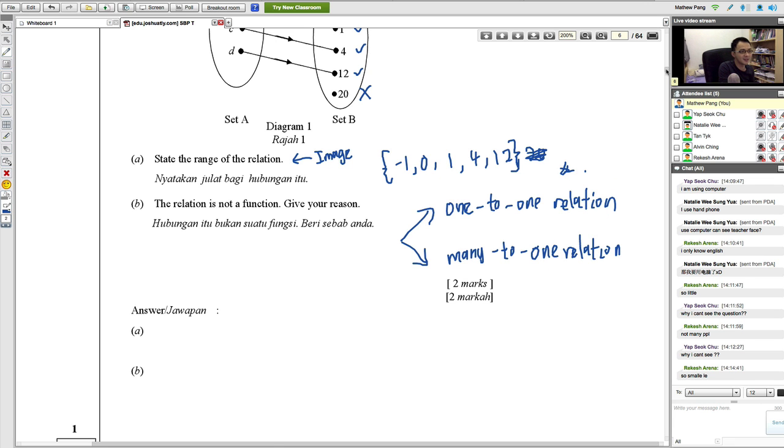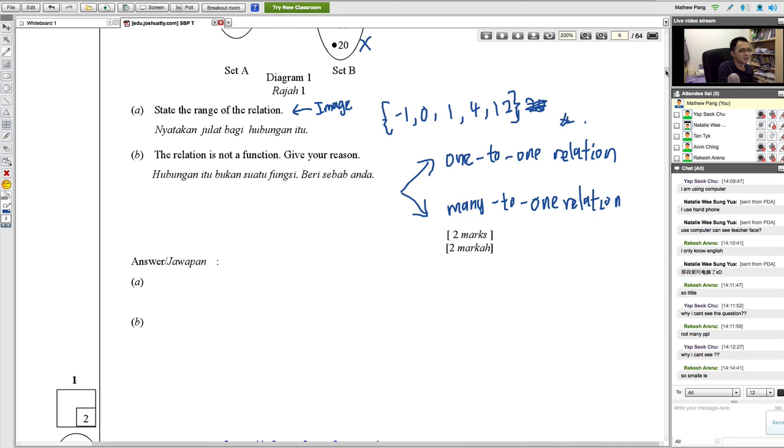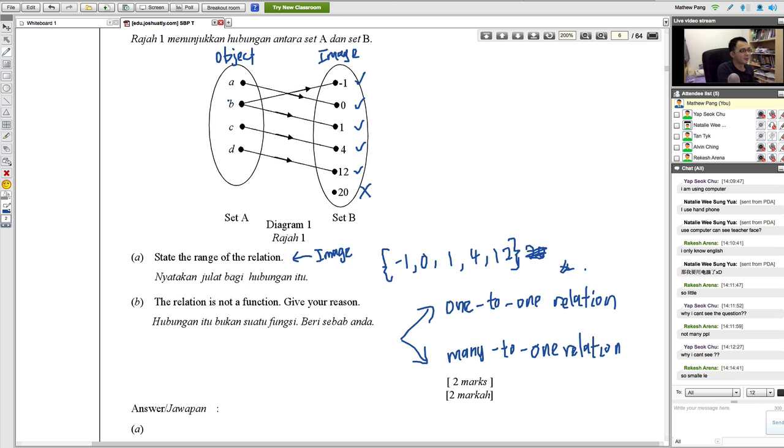But in this case, you can find that the object B here connects to two images. When object B connects to two images, we call this one-to-many. So if it is one-to-many, this is not a function, because I said a function can only be one-to-one or many-to-one. So one-to-many is not a function.